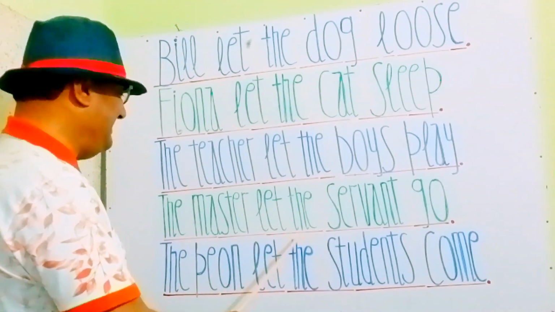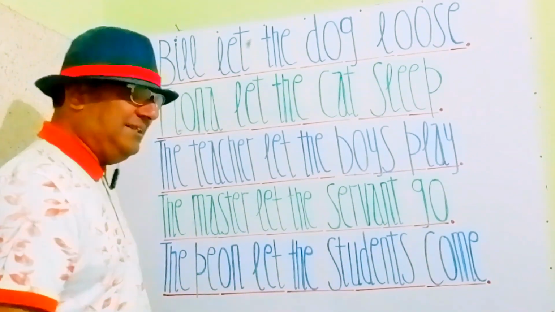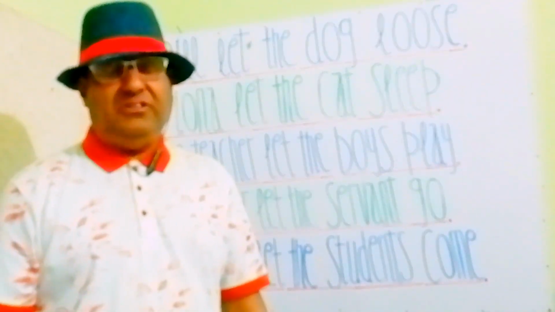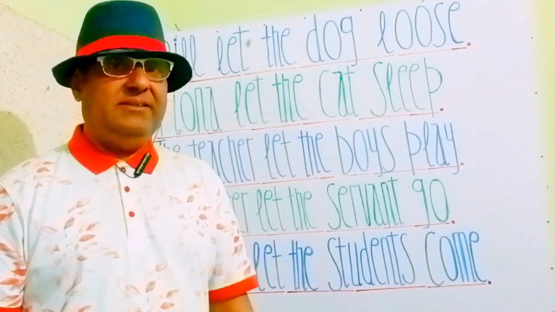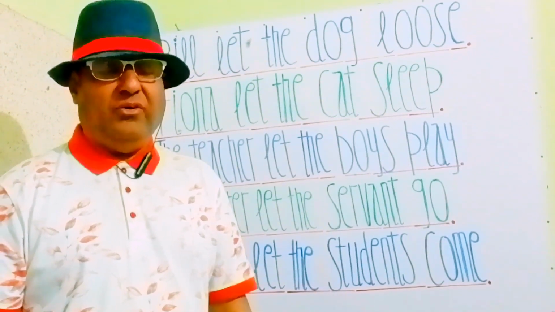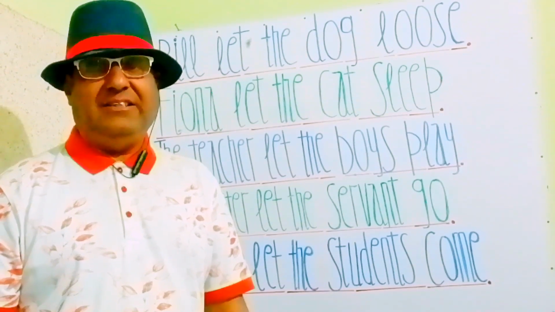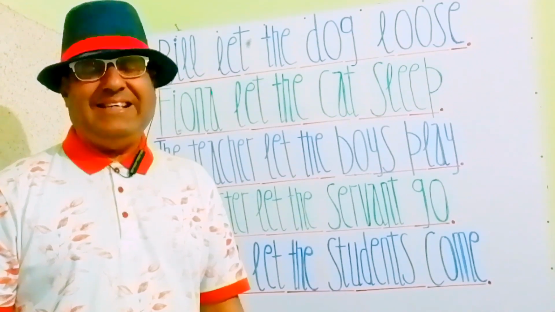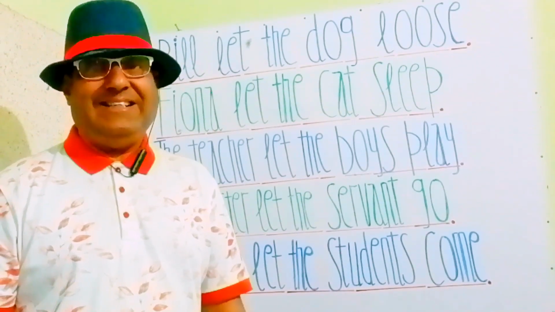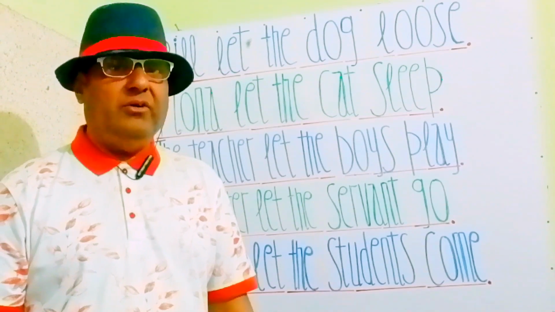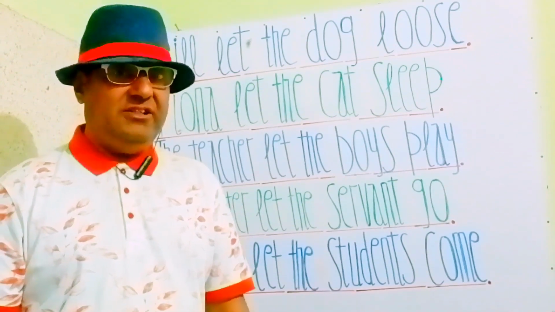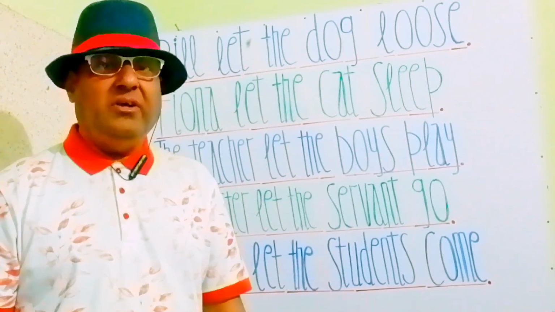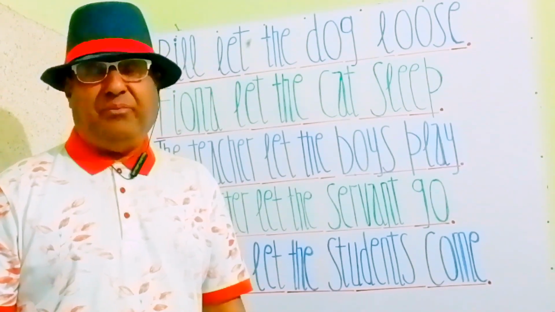The master let the student go. You see that? The master let the student go. The master is a subject and a noun, and that is used as a causative verb, and the servant is a noun. Servant jo hai ye khadim hai, nokar hai, aur go is a verb. So the master let the servant go. Malik ne nokar ko jaane diya. And let is used as a causative verb, and it indicates that let is granting the permission.